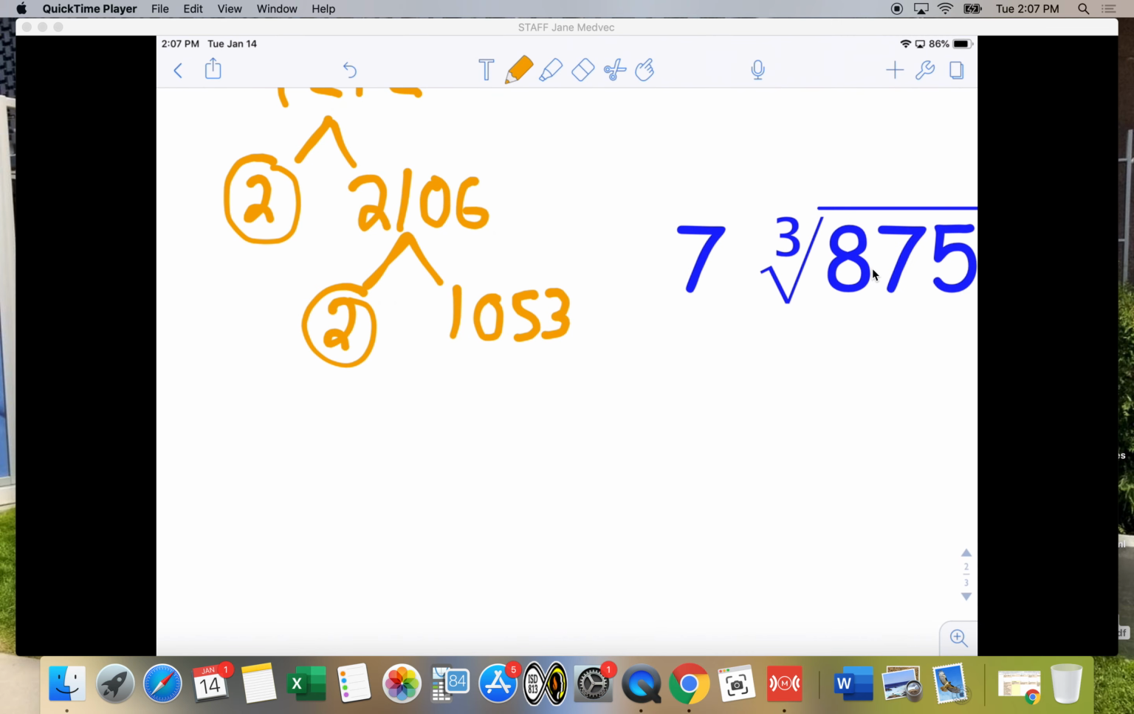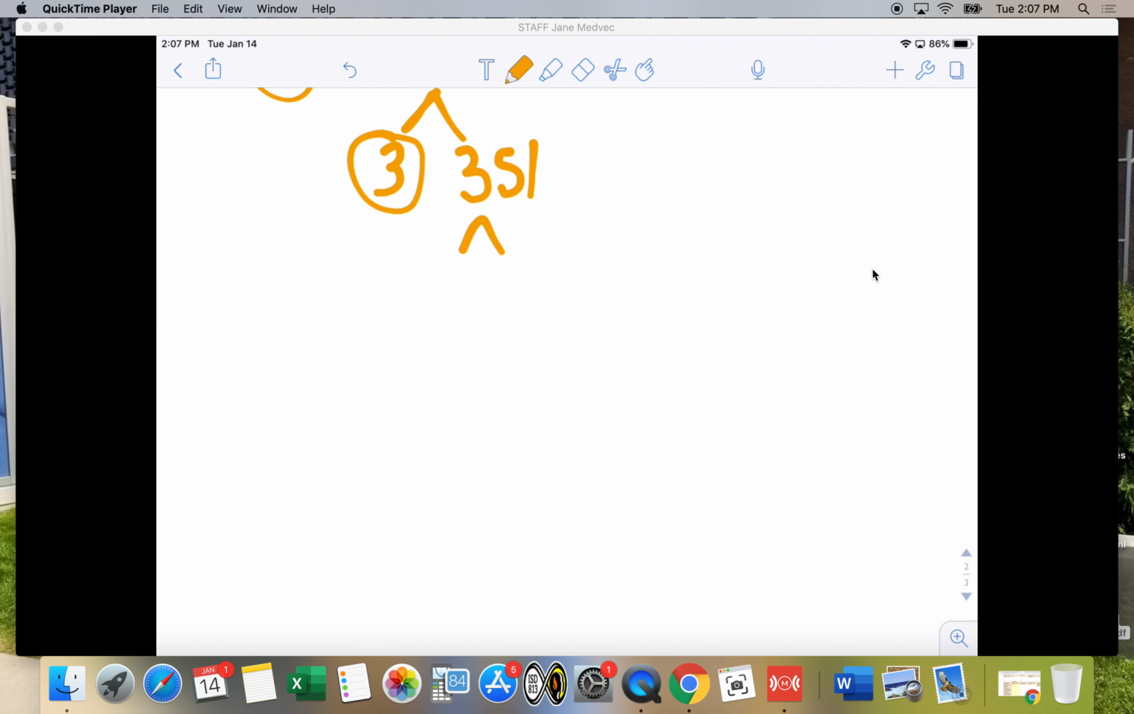Okay, can 2 go into this number? No. Can 3 go into that number? Without checking your calculator, can 3? Yes, it can. I take 1 plus 0, it's 1, plus 5 is 6, plus 3 is 9. 9 is divisible by 3, so 3 can go into it. Okay, so I'm going to grab my 3, and then my leftover is 351. Okay, can 3 go into this number? Yes, what's the sum of the digits? 9, right? And that's divisible by 3. So 3 can go into it, and I get 117.